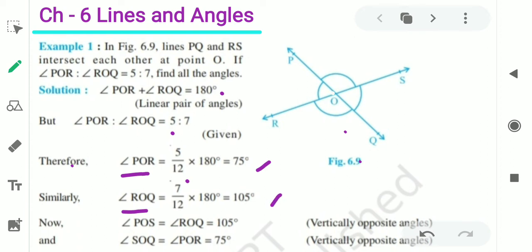Now angle POS and angle ROQ. POS and ROQ are vertically opposite angles, which are equal, so both are equal to 105 degrees. Similarly, SOQ equals POR, vertically opposite angles, both equal to 75 degrees.